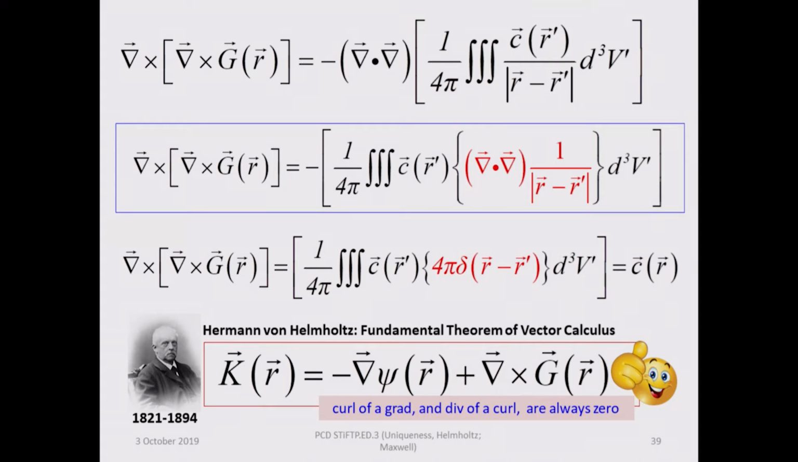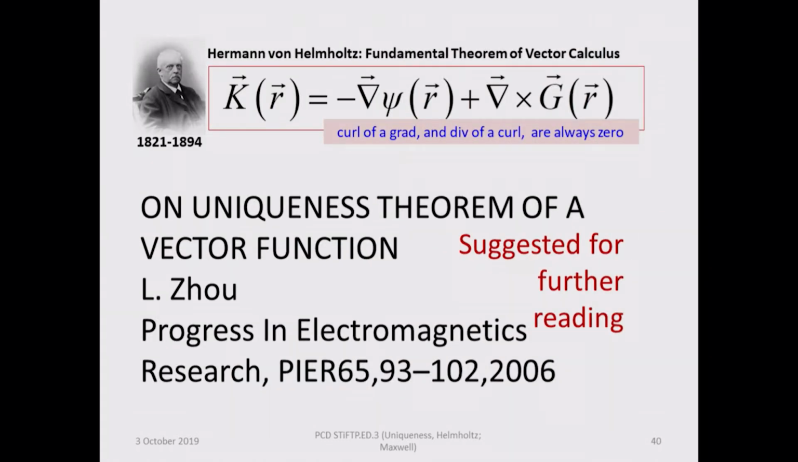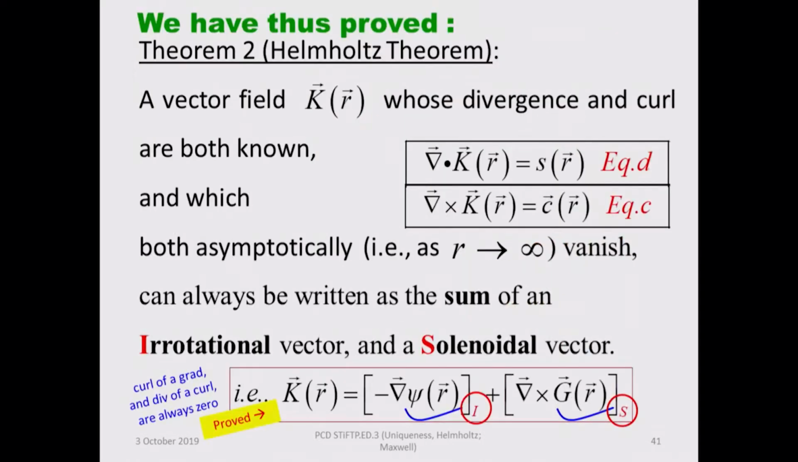So, that proves the Helmholtz theorem, that you can write this vector field in terms of a solenoidal and an irrotational vector. This is an amazing theorem which really helps us develop the potential theory. I would like to suggest for further reading a paper by Zhao, which you might find useful, but I will not discuss this paper in our course.